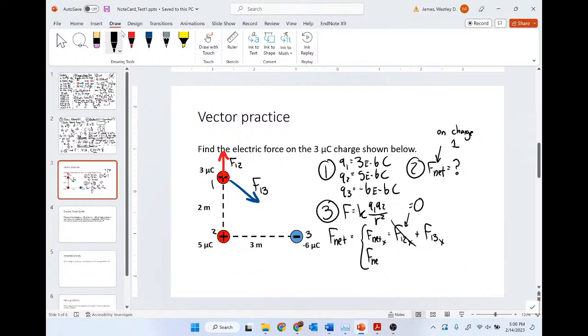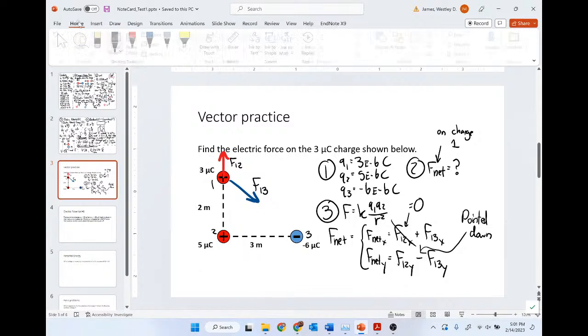Now the F net y is going to be F12y. This is pointed up, so it's positive. F13y is pointed down, so it's negative. If you look at the picture and had to describe F13, hopefully you would describe that as pointing down, not up. So I make it negative because down is negative. All right, and I'm going to need a heck of a lot more space than this, so I'm going to copy and paste all this stuff onto another slide.